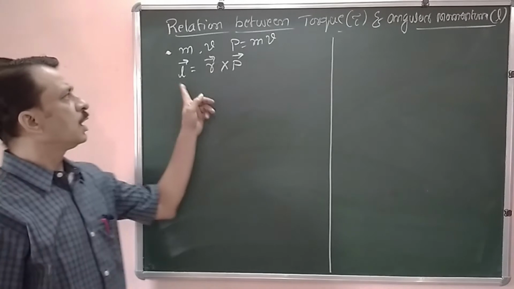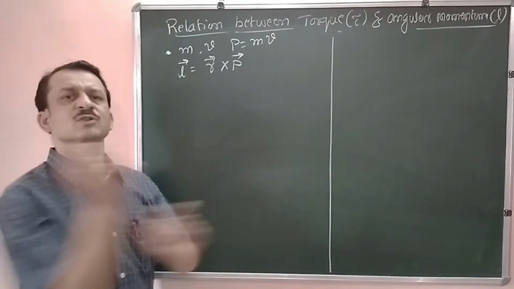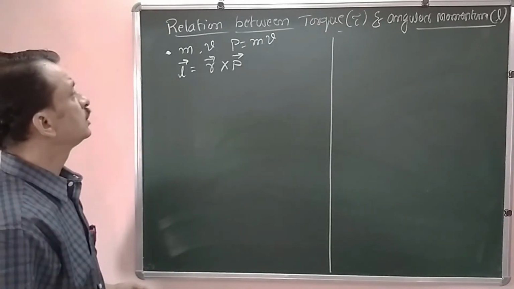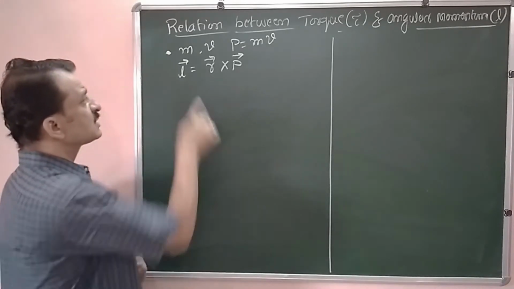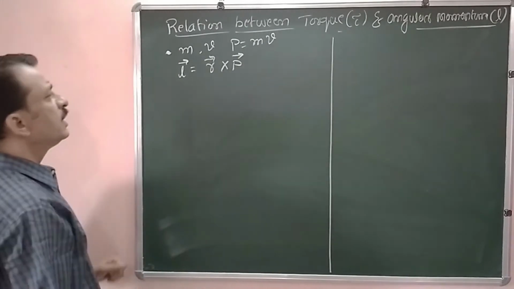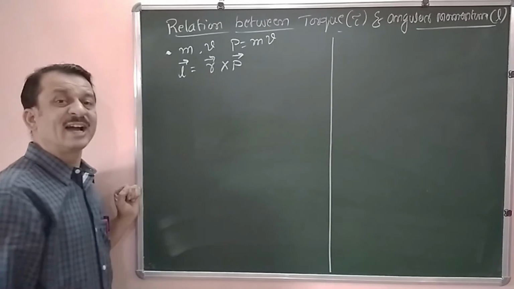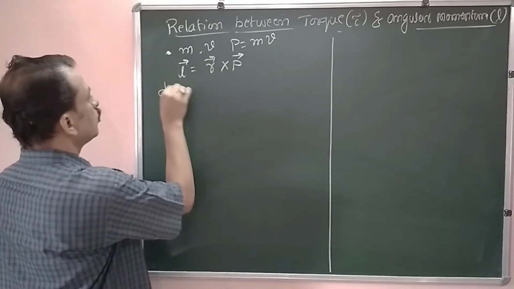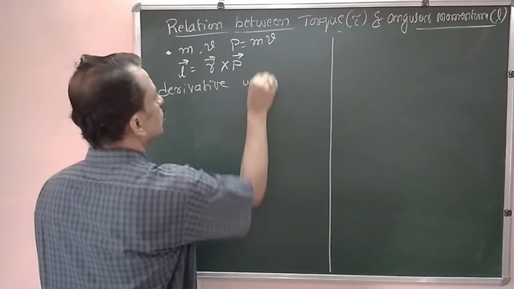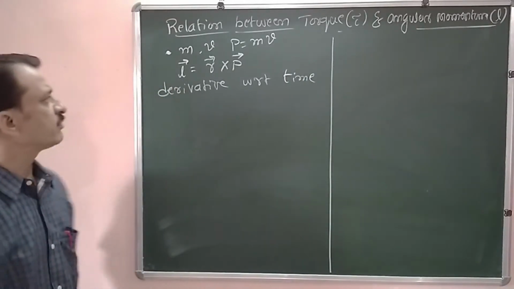L is equal to r cross p is the angular momentum of that particle. It is going to rotate about a fixed axis. Now we are going to obtain the relation between the angular momentum and the torque. In order to obtain the relation, we take the derivative with respect to time, t, on both sides.